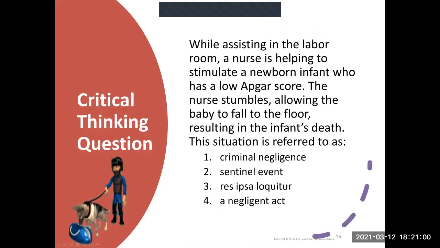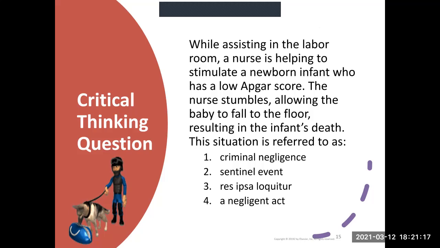Okay, so while assisting in the labor room, a nurse is helping to stimulate a newborn infant who has a low APGAR score. The nurse stumbles, allowing the baby to fall to the floor, resulting in the infant's death. Yikes. This situation is referred to as what?